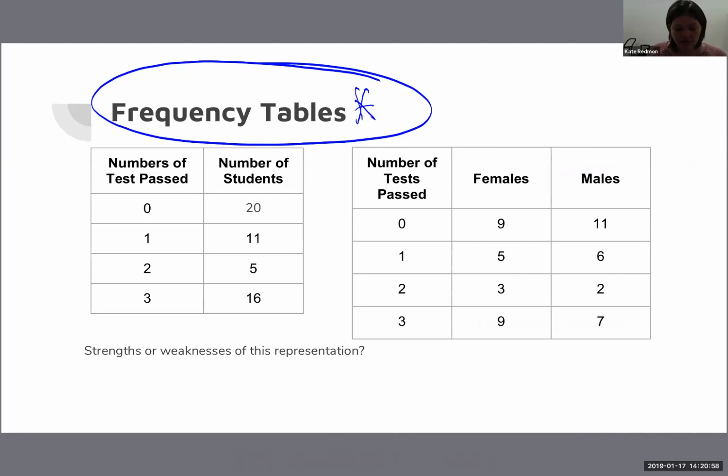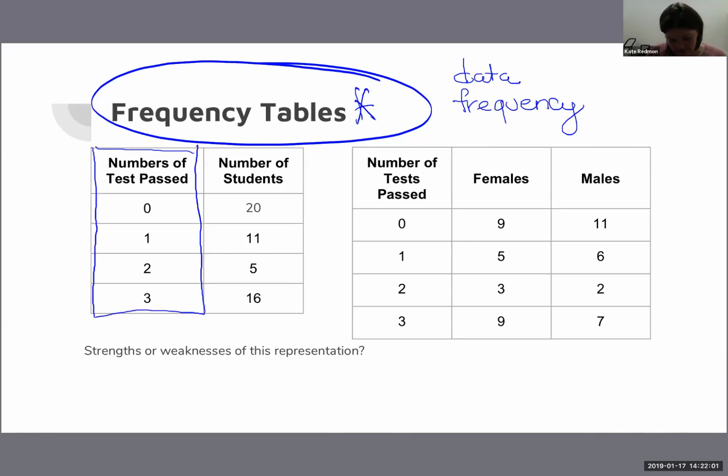You'll see a column that tells us about the data. You'll see a column that tells us the frequency of that data item. So when I look at this first frequency table, one of them represents the data. Remember, when you're talking about data, data is the answer to whatever questions we asked. So I asked all my students, how many tests did you pass? So this column here, number of tests passed, this is my data.